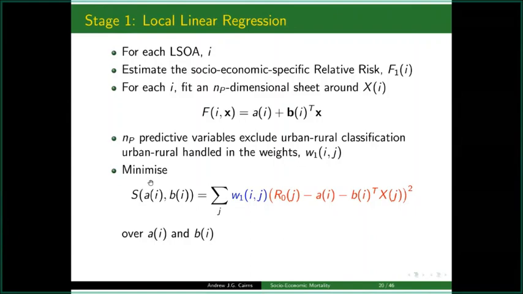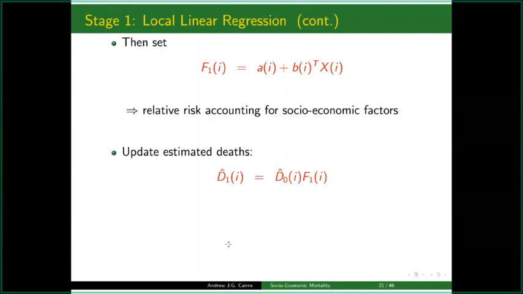So what we're trying to do is to minimize the objective function S over a and the vector b. And again, the function here, although it's involving the vector X, is very similar to what we had before. And then instead of the observation vector Y, we've now got the basic actual over expecteds R0j. So for each LSOA, we carry out that optimization, and then we set the relative risk F1 of i to be that point estimate. And that's the relative risk, which is accounting for socioeconomic factors. And then lastly, we're going to update the expected deaths. So that's the basic expected deaths, multiplied by the relative risk to give us D1 hat.